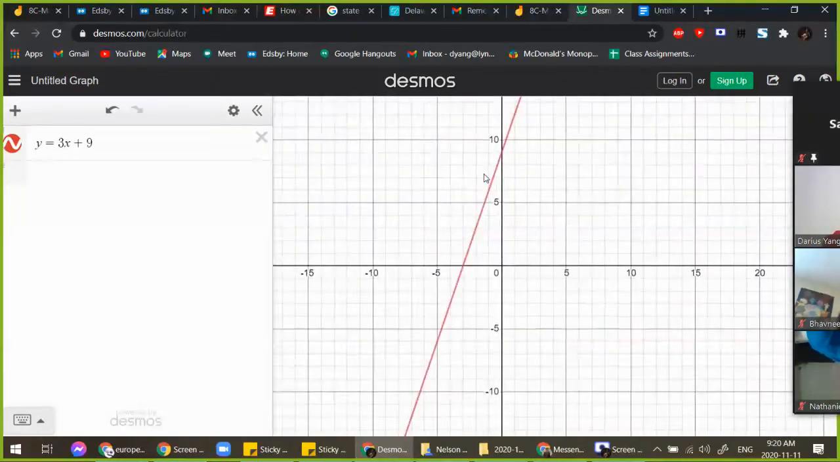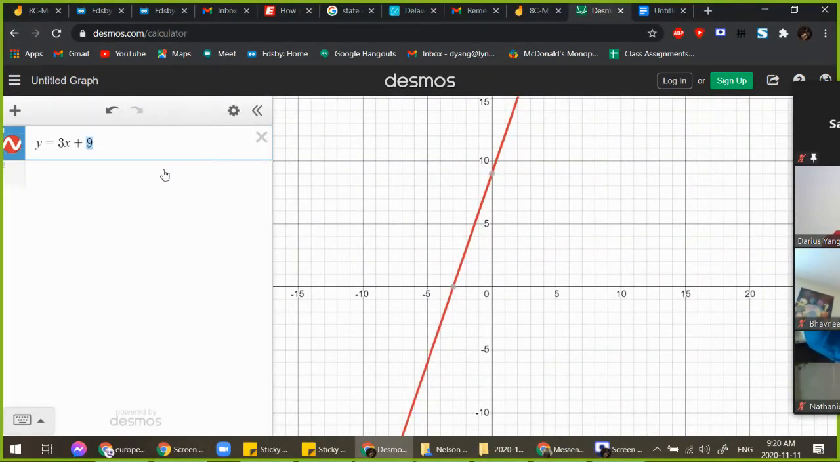Now, here's the thing though. If I change 9, which is b, in this case we go mx plus b, so it's plus b. If we put plus 2, it's going to be moved down. If I put plus 3, it's going to be moved up. 4, 5, 6, 7, 8, 9, 10. See? It's going to be moved up.